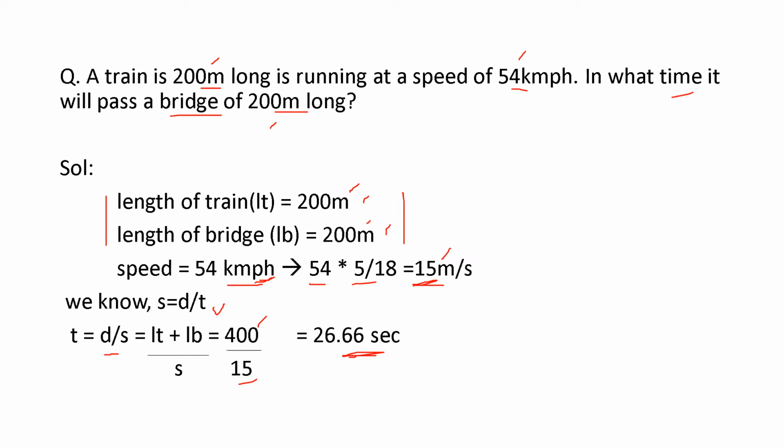So 54 into 5 by 18 is equal to 15 meters per second, and then T is equal to D by S. So (LT plus LB) by S, and the answer is 26.66 seconds.